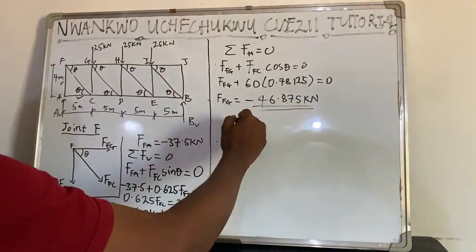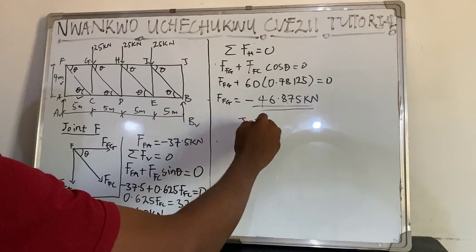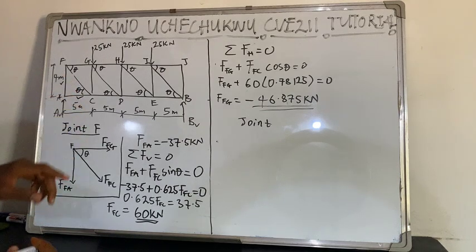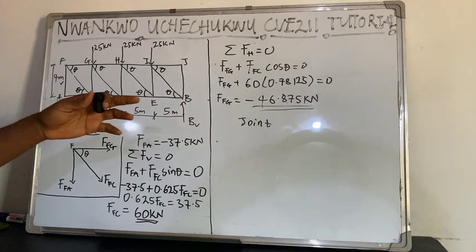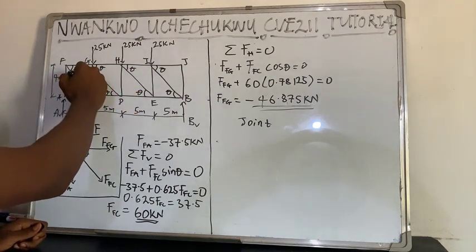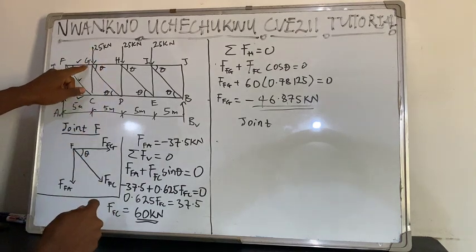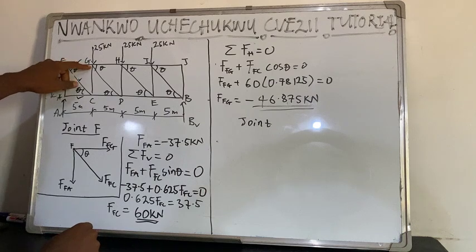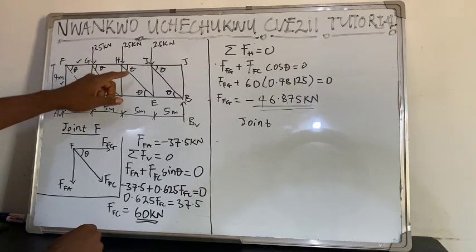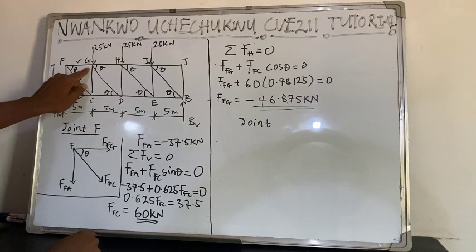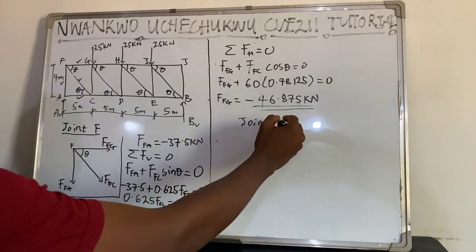Then, without much delay, let's go to joints. Now, like I said, I'm not going to explain this again so we understand. You choose the joints that have not more than two unknowns. So we found this, and we've also found this. Now, if we choose G, we don't know this, we don't know this, we don't know this. So there are three unknowns. So we choose C, right? From C now, the only two we don't know are just this member and this member. So let's use joint C.